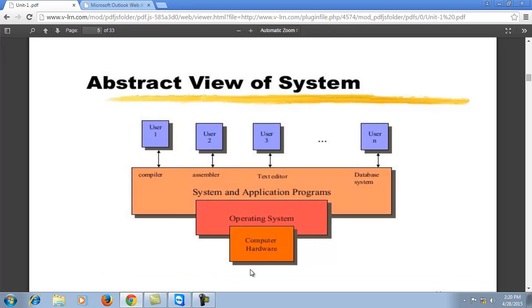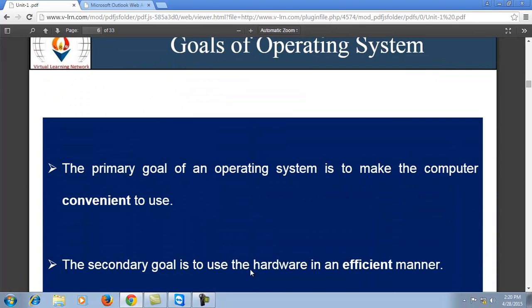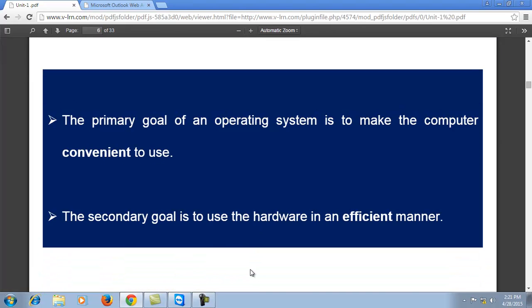Now come to the next topic, the goals of an operating system. Every task and every application has some goals, or is used for a particular implementation, for achieving some kind of task or some kind of results. So the primary goal of an operating system is to make the computer convenient to use.